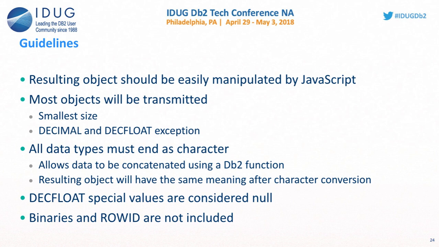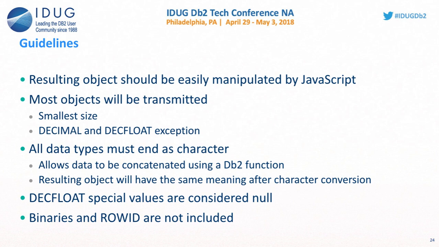Decfloat's special values, in the first draft and the way we coded it, are considered nulls. If you tell me that my account has an infinite number of dollars in it, no, it's got null. Not happening. So we consider decfloat specials to be null. And we also said binaries and row IDs aren't going to be included.